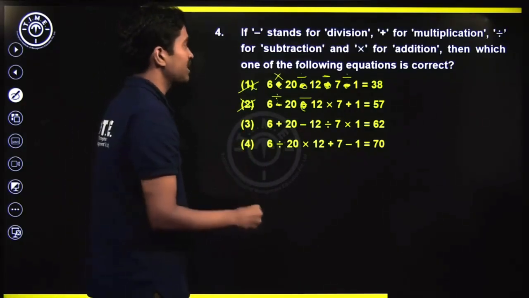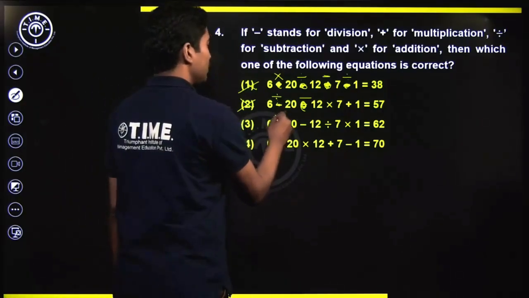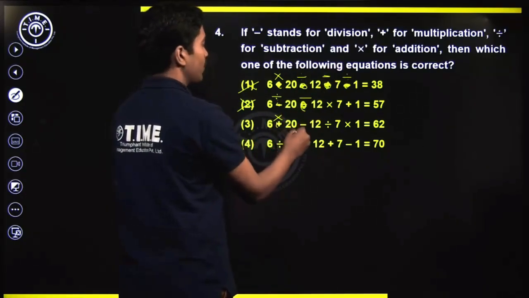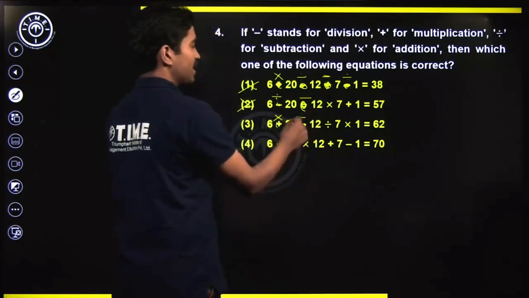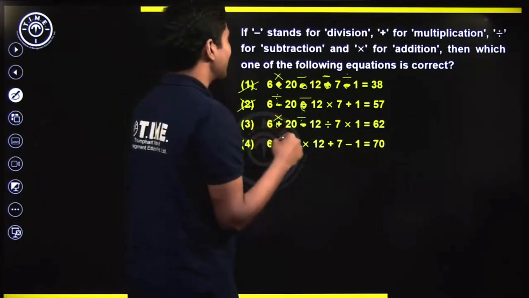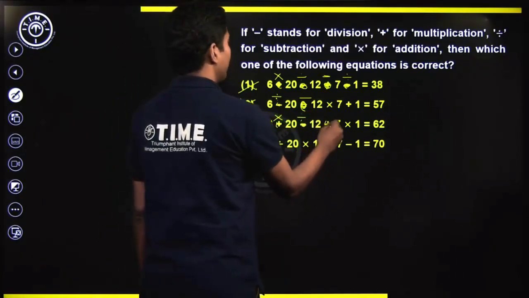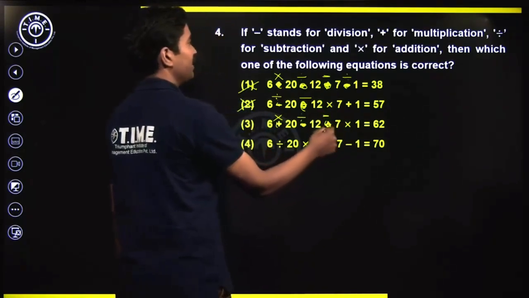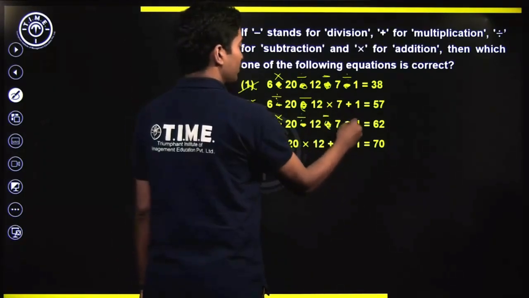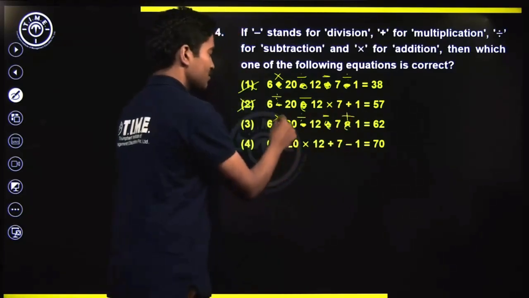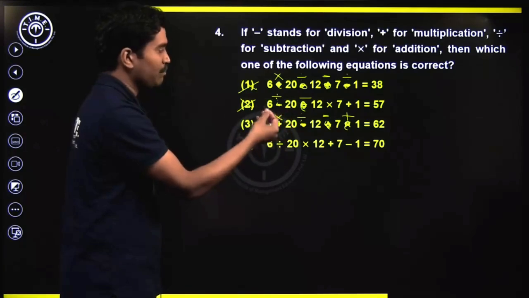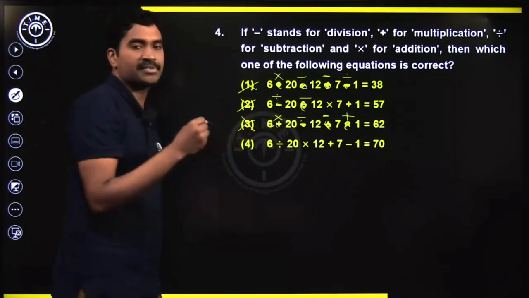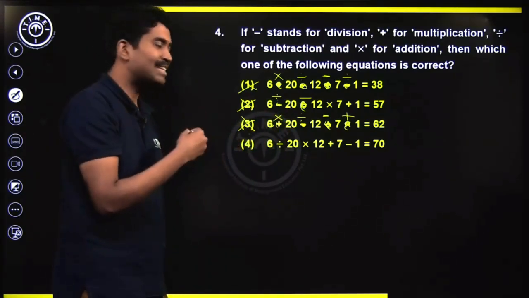6 plus 20, so this is 6 into 20, plus stands for multiplication, 6 into 20, minus stands for division, divided by. 6 into 20 is 120, 120 divided by 12 would be 10. Divided by stands for subtraction, 10 minus, and into stands for addition. So 10 plus 1 is 11, minus 7 is 4. 3 is also not my answer.